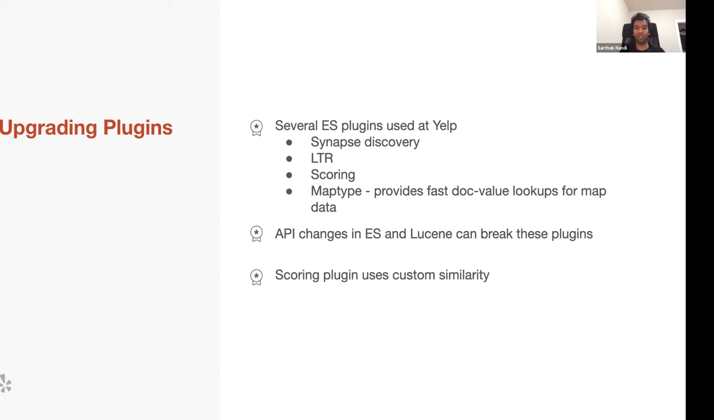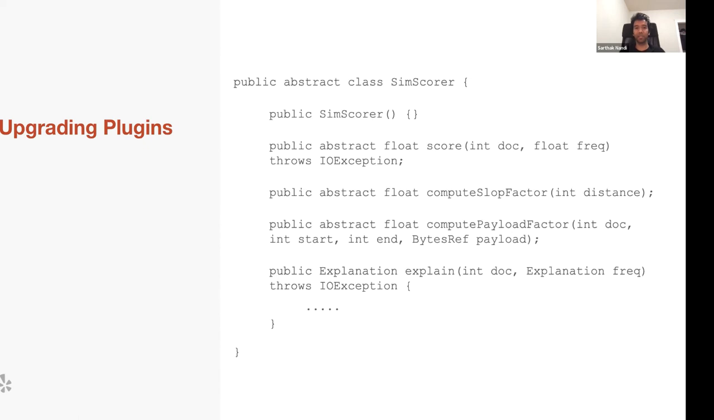Often these changes are trivial, for example, a change in a function signature, but other times these changes can be more complicated. And this was the case with our scoring plugin, which uses custom similarity. This is how the similarity interface looked like before Lucene 8. There is a score method that you override to generate a custom score. There's also a compute slope factor method. This accepts distance as a parameter, and you can use this method to penalize documents for phrase queries in which the terms from the query are far away from each other.